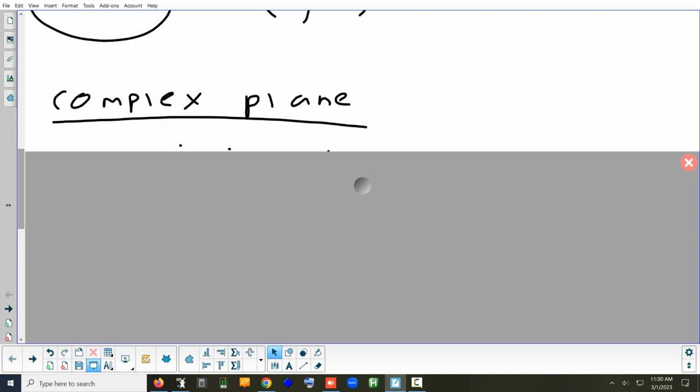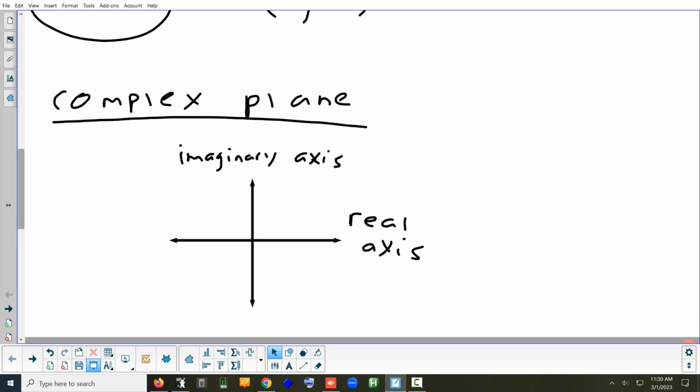But we can't call the axes X and Y. We need an axis that allows us to move in the positive and negatives for reals, and positive and negative for imaginary. The real axis is going to be our horizontal. The imaginary is going to be vertical.